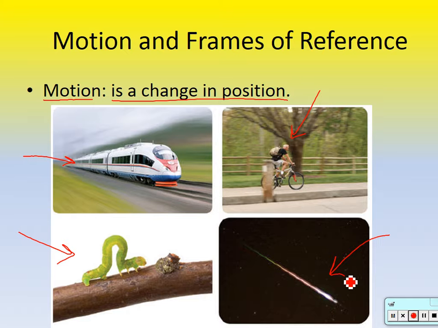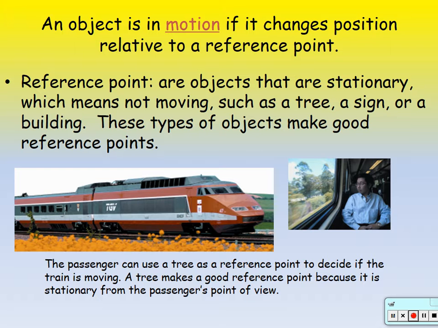It gets a little more complicated than just that, so please be following along. Like this slide says, an object is in motion if it changes position relative to a reference point. Okay, what's a reference point? Here's a definition. A reference point is an object that is stationary. What does stationary mean, guys? Stationary means not moving, such as a tree or a sign or a building. These types of objects make good reference points.